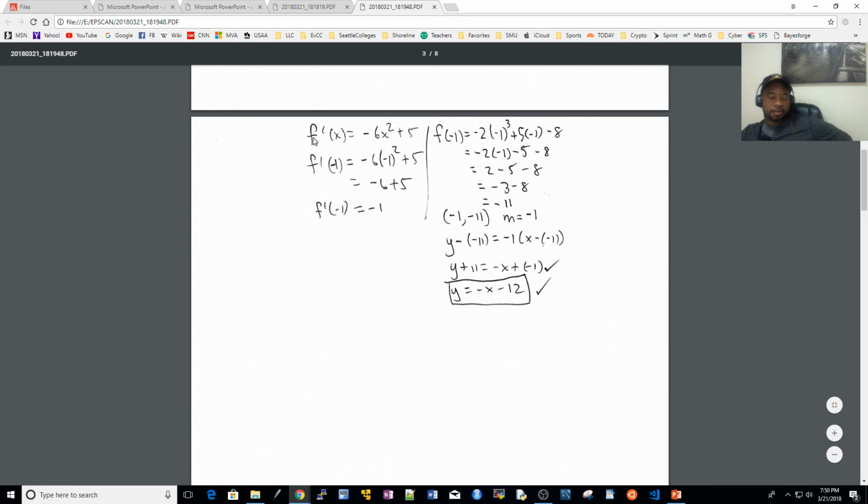So yeah, you might want to make a note that this problem was redone correctly. X was -1, so we plug that in there. We're getting +2 minus 5 minus 8 is -11. So there's our point and there's our slope. And we use the point slope formula, and we're getting y equals -x minus 12.